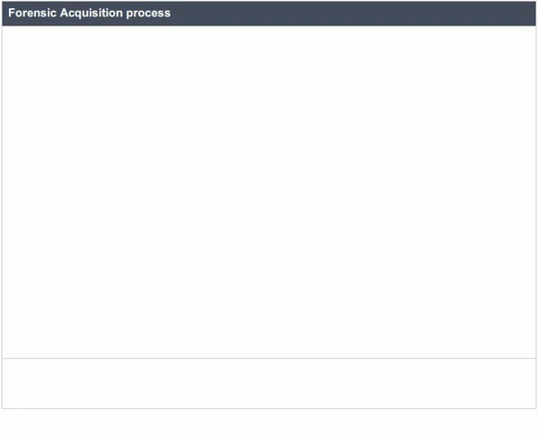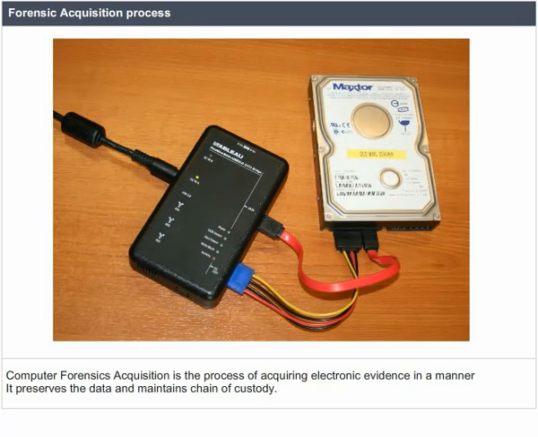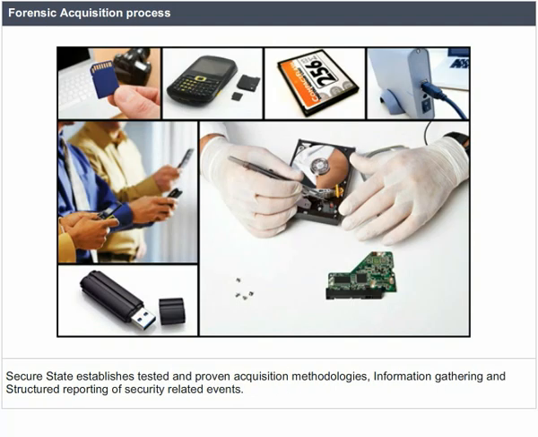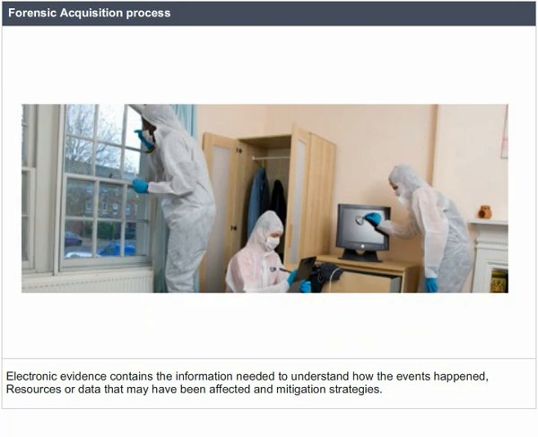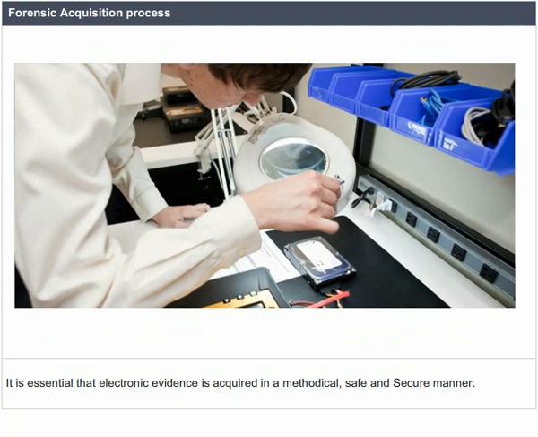Forensic acquisition process. Computer forensics acquisition is the process of acquiring electronic evidence in a manner that preserves the data and maintains chain of custody. SecureState establishes tested and proven acquisition methodologies, information gathering, and structured reporting of security-related events. Electronic evidence contains the information needed to understand how the events happened, what resources or data may have been affected, and mitigation strategies. It is essential that electronic evidence is acquired in a methodical, safe, and secure manner.